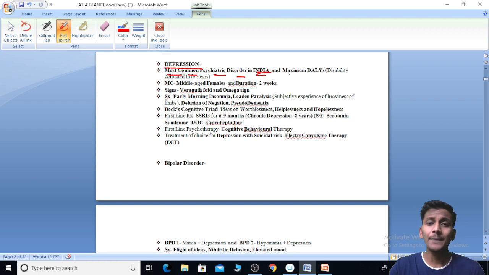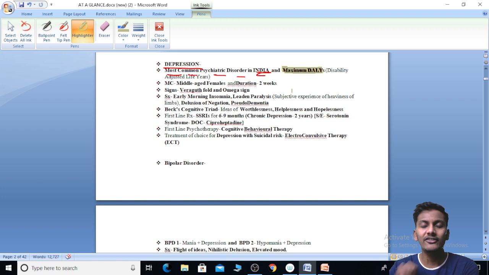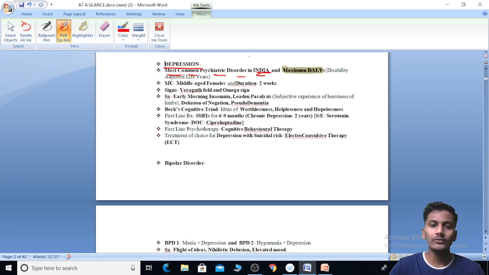And depression is also associated with maximum DALYs. Depression is also associated with maximum DALYs. It can also be a question from PSM. What do we mean by DALYs? So please remember, DALYs are disability adjusted life years. Okay, disability adjusted life years. Aisi life jo humne kisi disability ya disorder ke saath ji ho. Okay, so please remember, so maximum DALYs are seen with which disease?